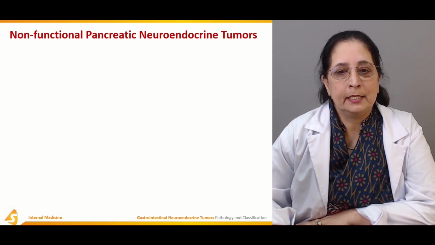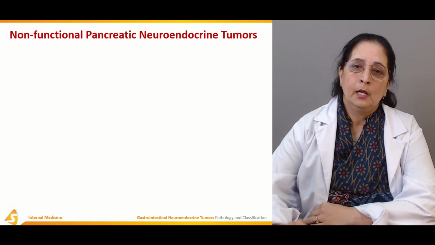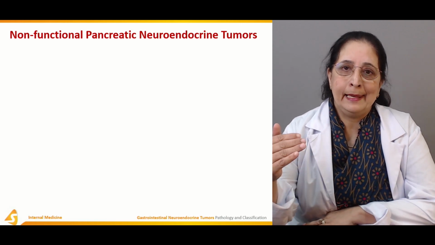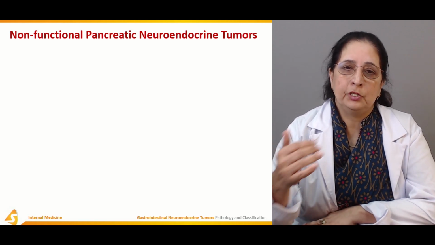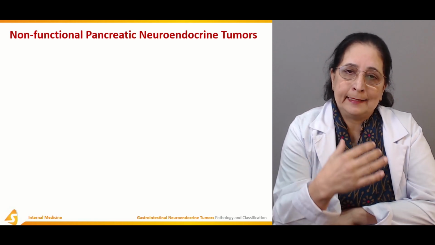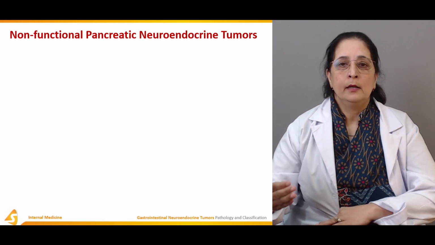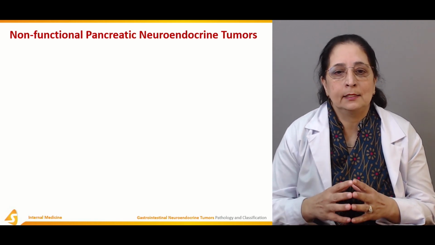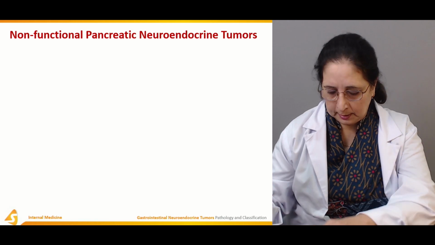Non-functional pancreatic neuroendocrine tumor. Non-functional was at the end of the classification. We have first the 9 specific features, then 6, 5, and then non-functional pancreatic neuroendocrine tumors.